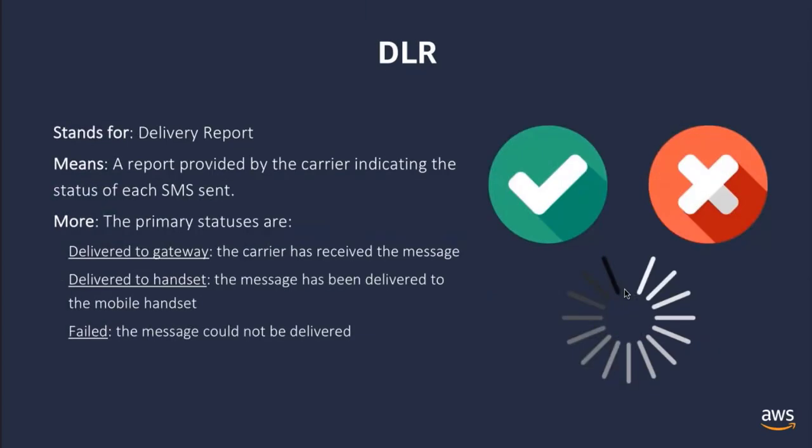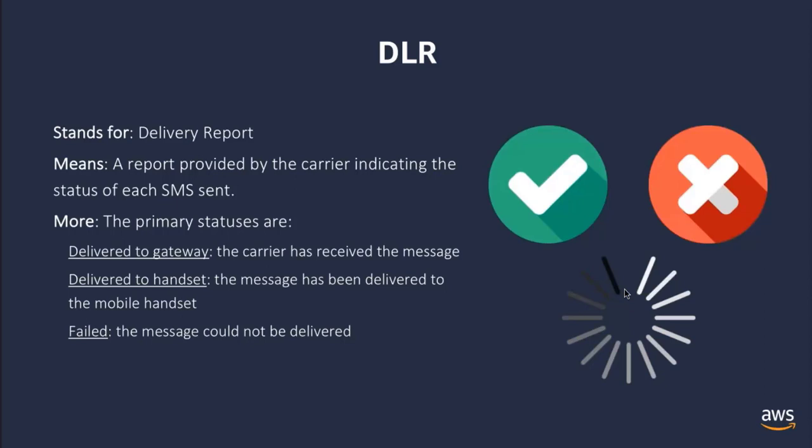Next is a delivery report. This is really important, particularly as you start thinking about monitoring the health of your engagement. Was it effective? Did people receive your notifications? Were there failures? The delivery reports help you understand that. There are 3 primary statuses that are received back, and Amazon Pinpoint surfaces these statuses to you so you can have a better understanding of what exactly is going on as you're sending notifications.